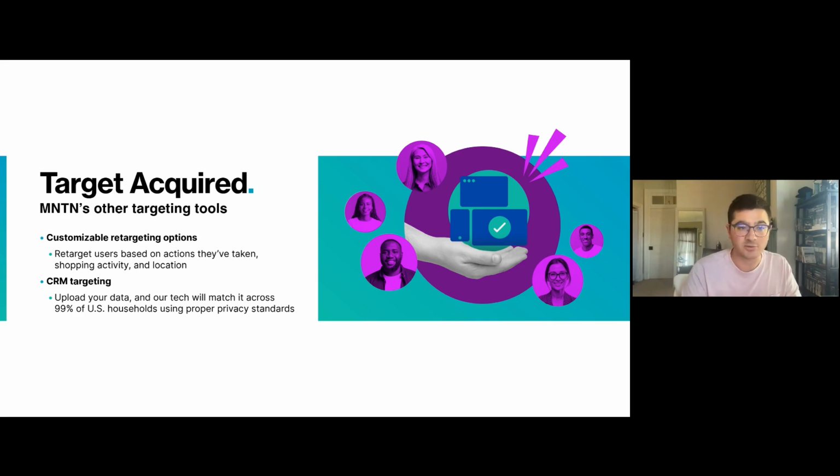You can leverage your first party data and you have the ability to retarget users based on activities or locations that you find relevant. You also have the ability to run campaigns based on your CRM. You can upload the data and then allow the Mountain system to match it against users in 99% of available households.